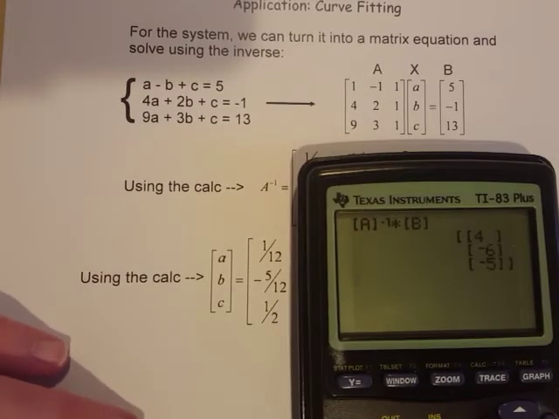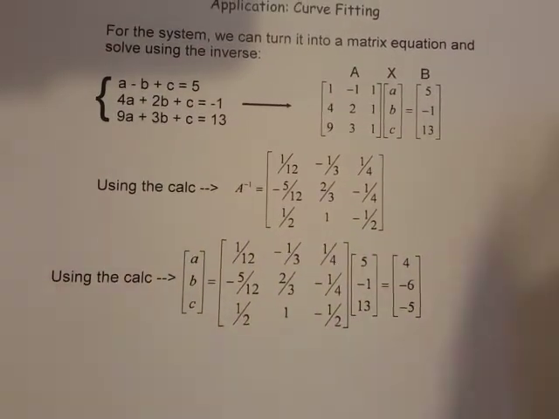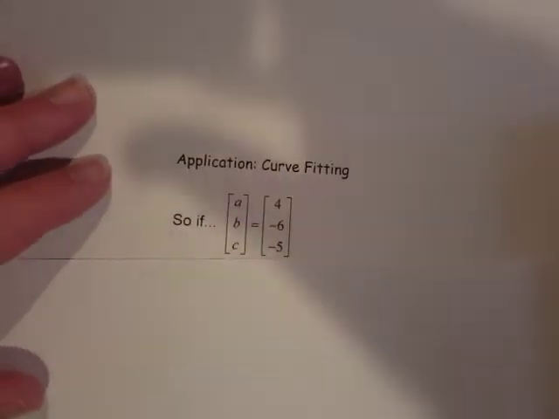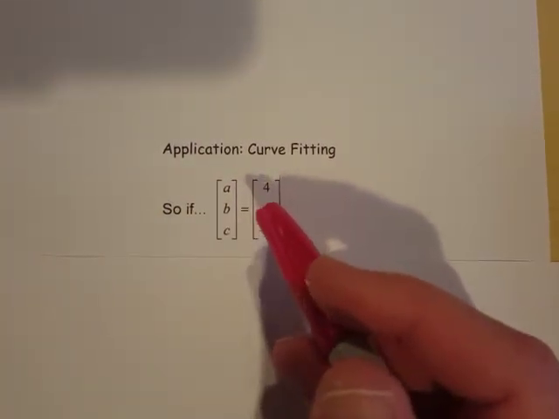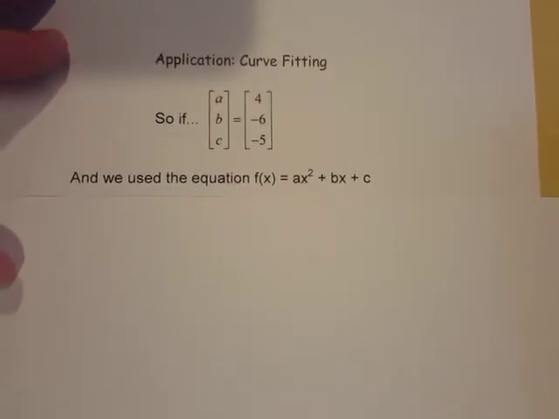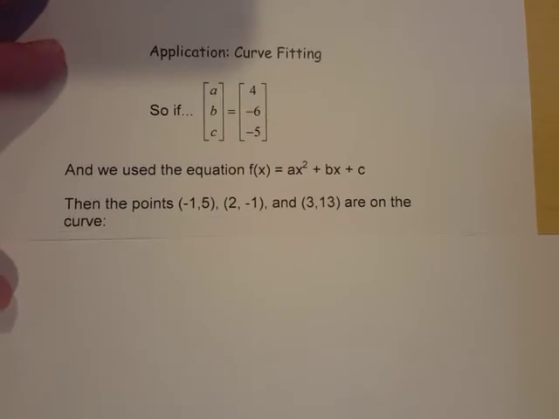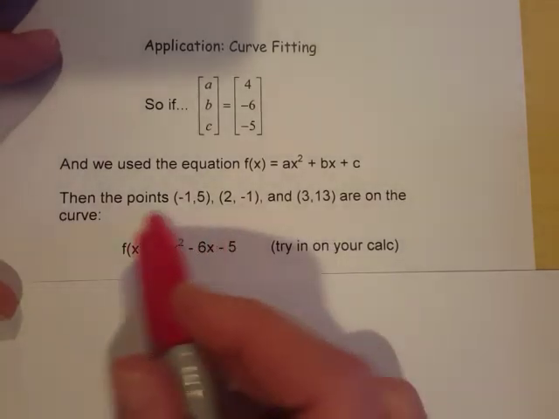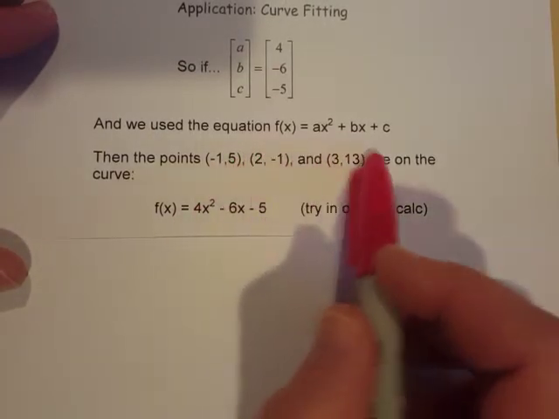And what comes out is 4, negative 6, negative 5. That is right here. So what that means is that our variable matrix is 4, negative 6, negative 5. That's what a, b, and c are equal to. Well, a, b, and c, those are the a, b, and c from our standard form of a quadratic, and that means that the information we've gotten from those 3 points gives us this as a quadratic equation that exactly fits all 3 of those points.